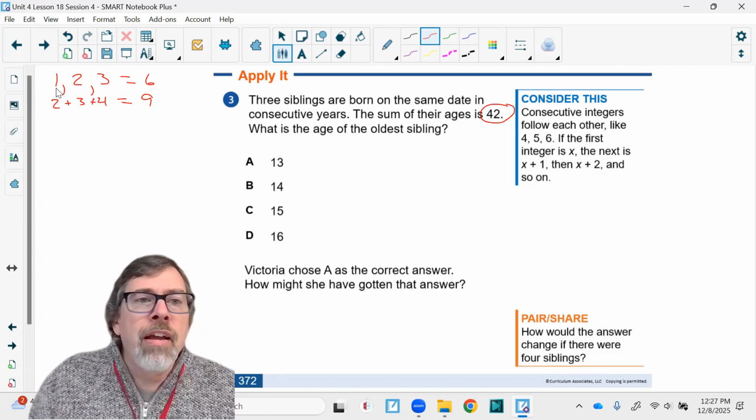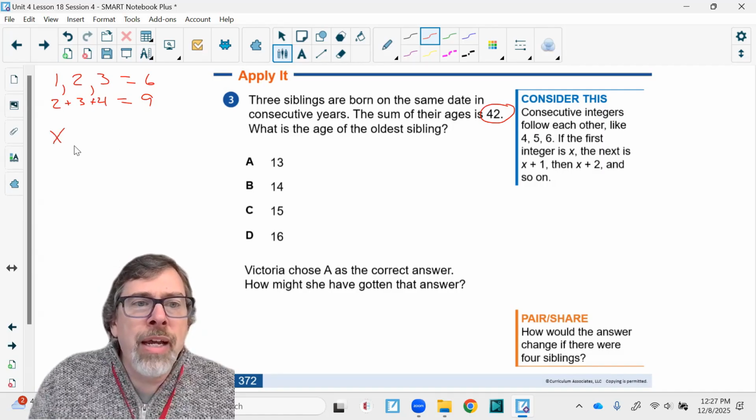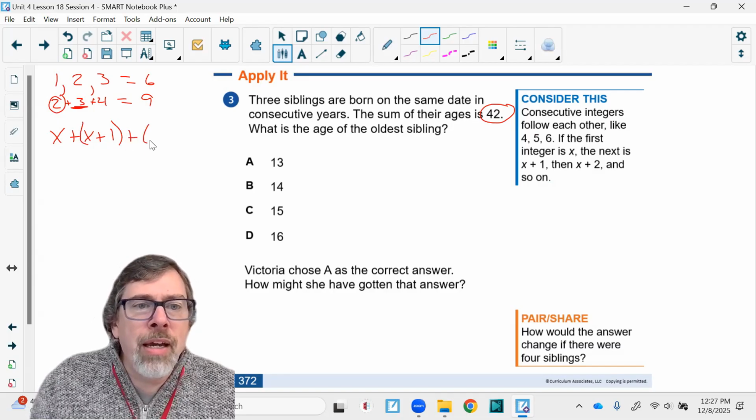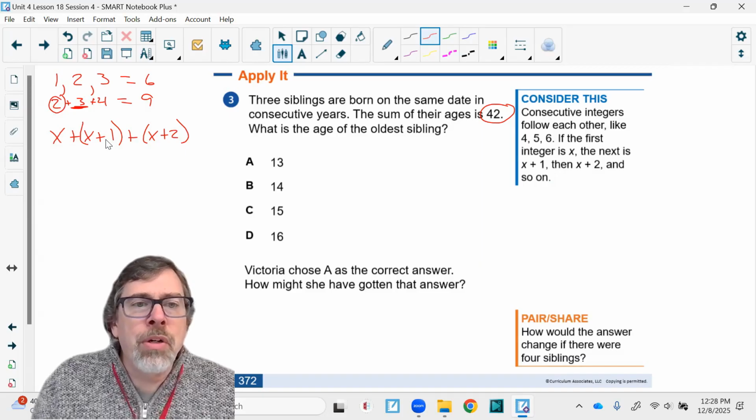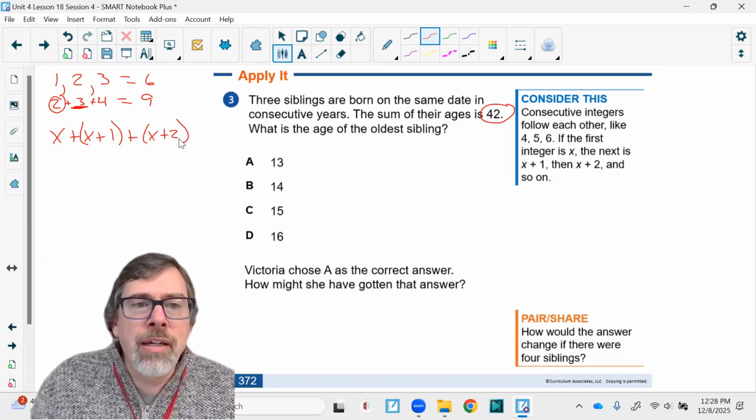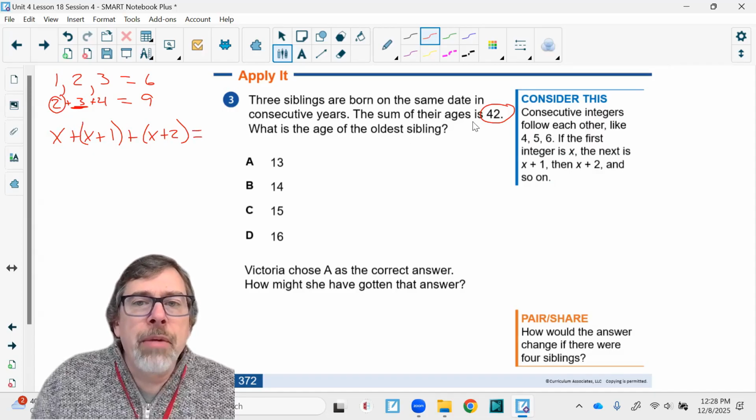So in other words, if I changed that first number to an x, and x were 2, and I know the next number is 3, well, that would be x plus what? If x is 2, 2 plus what is 3? It's 1. So there's my second number, x plus 1. If x was 2, and I want to add up to 4, what do I have to add to 2 to get to 4? It's 2. So x plus x plus 1 plus x plus 2 are 3 consecutive integers using a variable. And then we just set it equal to our 42.